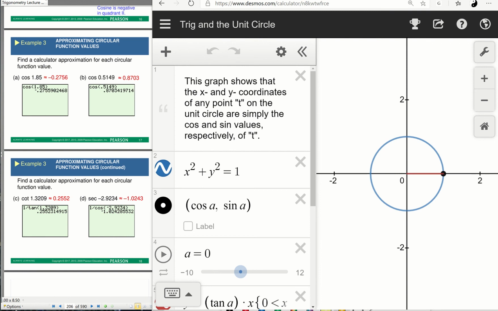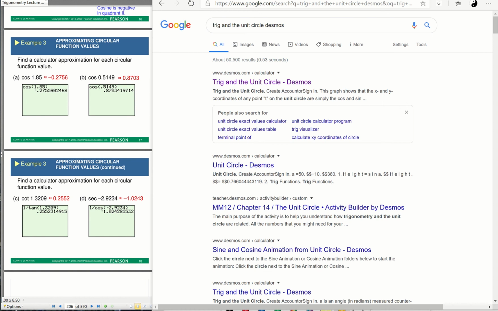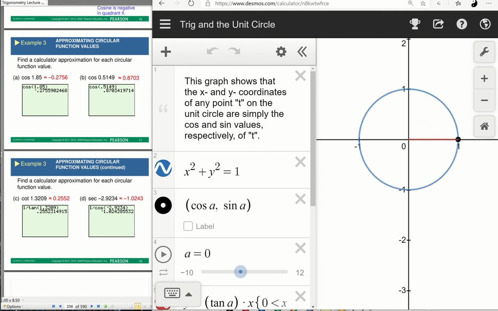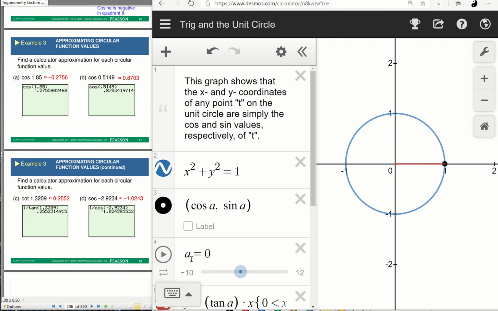1.5? So we know that corresponds, if you look on this unit circle here, and this is a great tool for learning. If you just go to Google and type trig and the unit circle Desmos into the search box, the first result that you get will bring you to this other site that I was showing you. So if you come in here, notice that this is just a unit circle that we have here, and if we go ahead and look at the A value over here, we can change it.